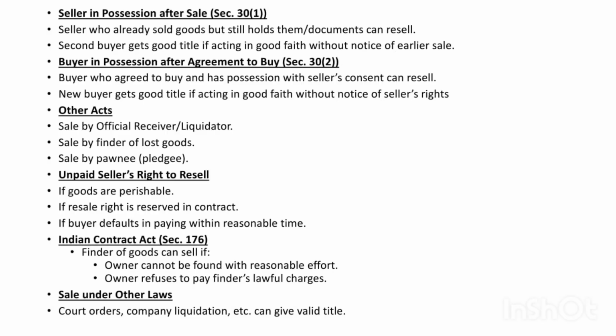Then the other cases where non-owners can pass title are, first, sale by an official receiver or liquidator. That is, when a company goes bankrupt, the liquidator can sell its assets. Then sale by a finder of lost goods, under conditions. And the third one is sale by a pawnee or pledgee. That is, if you pawn gold and don't repay, the pawnbroker can sell it after notice.